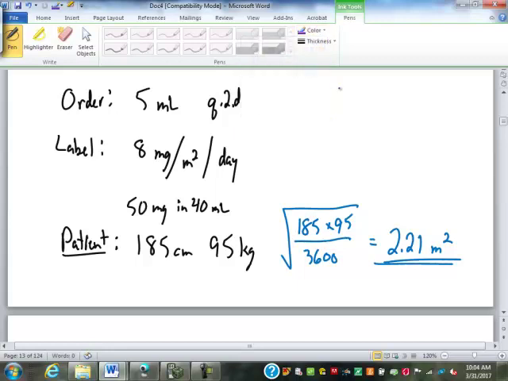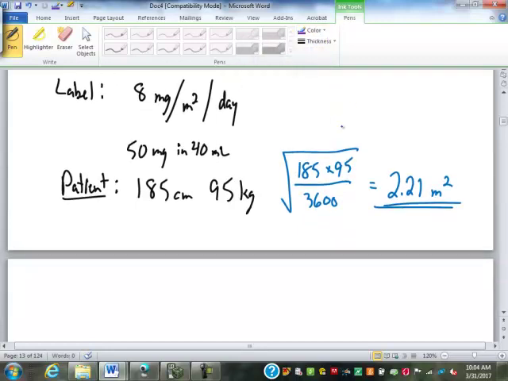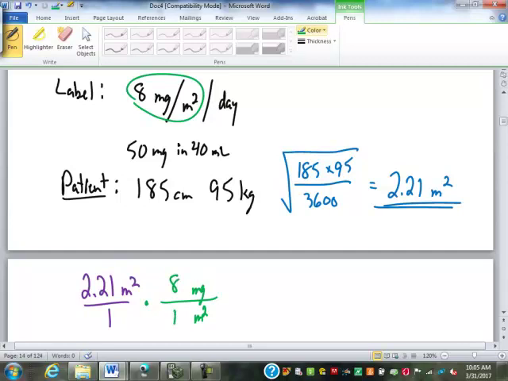So we are now going to use that to find the recommended dose for this patient. So 2.21 square meters. Well, this is 8 milligrams per square meter. So square meters cancel. 2.21 times 8. That's 17.68 milligrams.